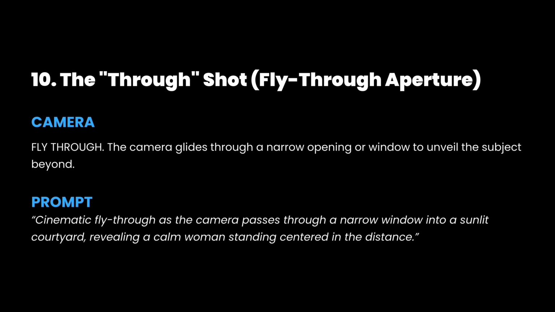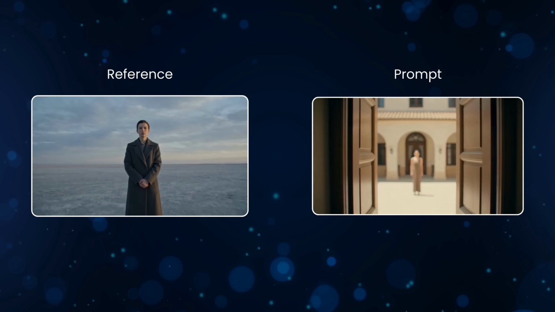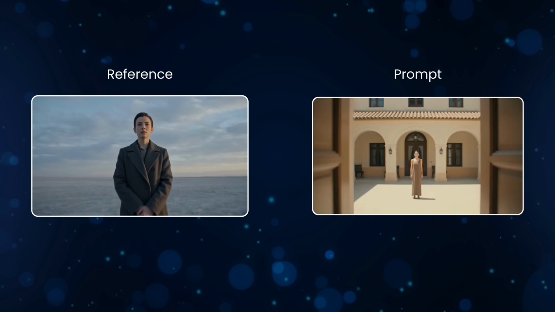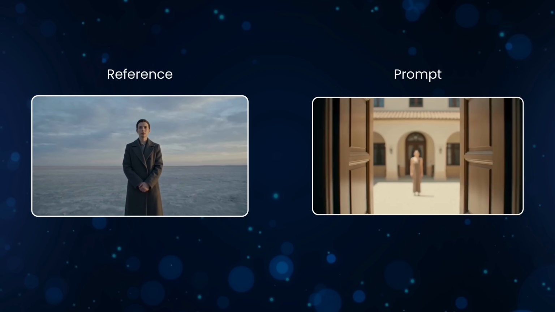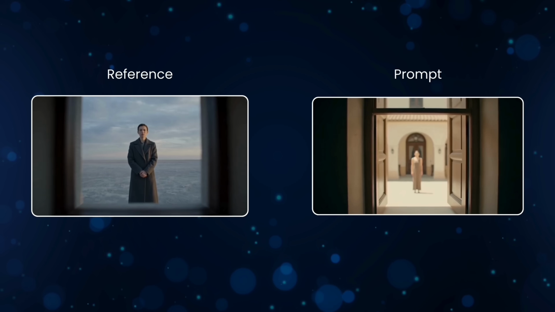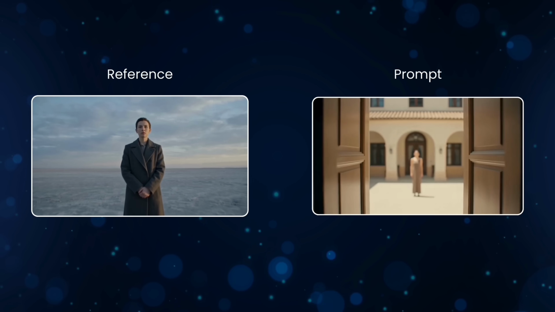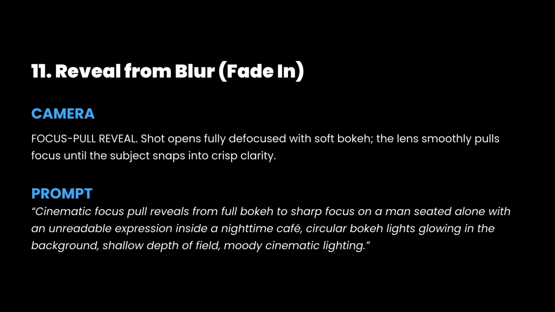Through shot or fly-through aperture. A forward-moving camera passes through a physical barrier, pulling the audience into the scene. It builds momentum, discovery, and the feeling of entering a hidden world. Use it for reveals, transitions, or turning points, especially when moving from enclosed spaces into larger, meaningful environments. Number 11. Reveal from blur.